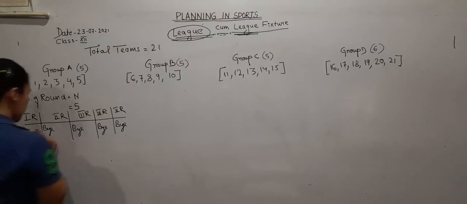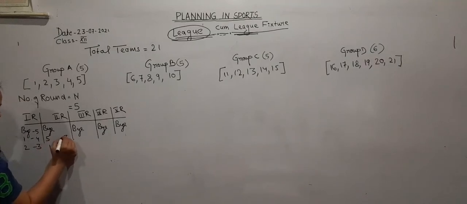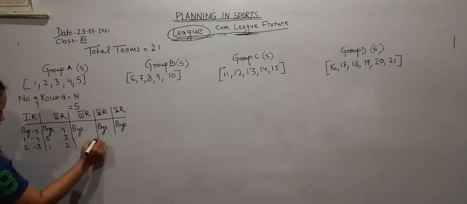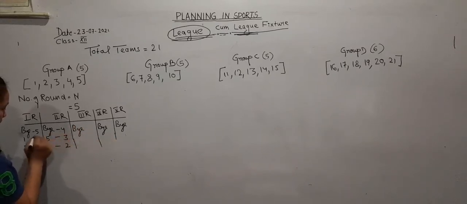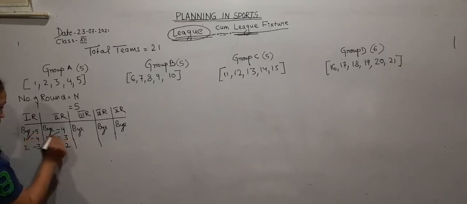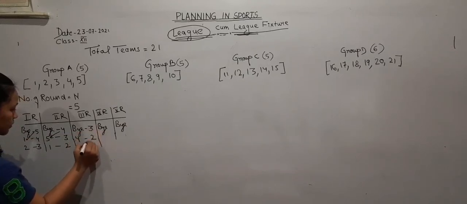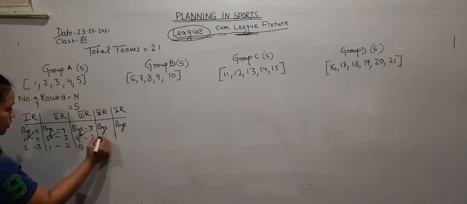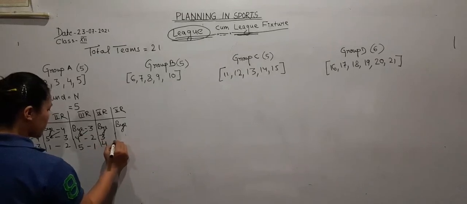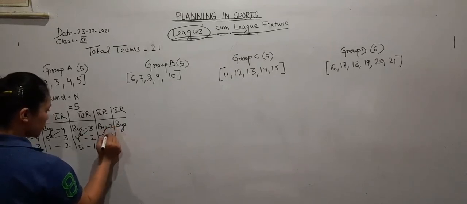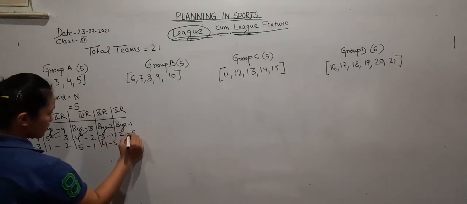First round. In second round, 5 will come in the place of 1: 5, 1, 2, 3, 4. In third round, 4 will come in the place of 5: 4, 5, 1, 2, 3. In fourth round, 3 will come in the place of 4: 3, 4, 5, 1, 2. And in fifth round, 2, 3, 4, 5, 1.